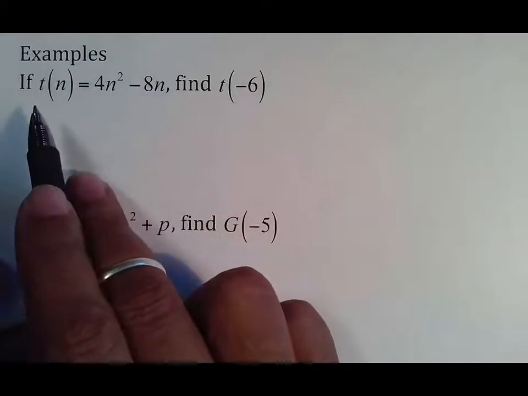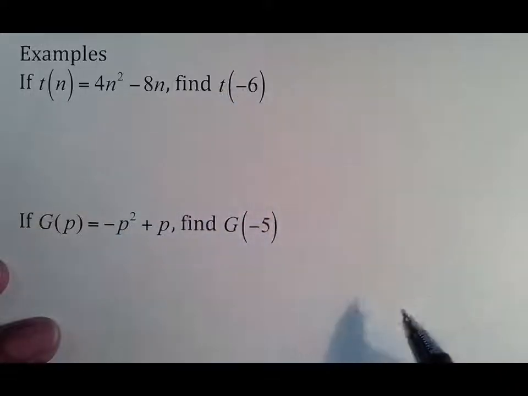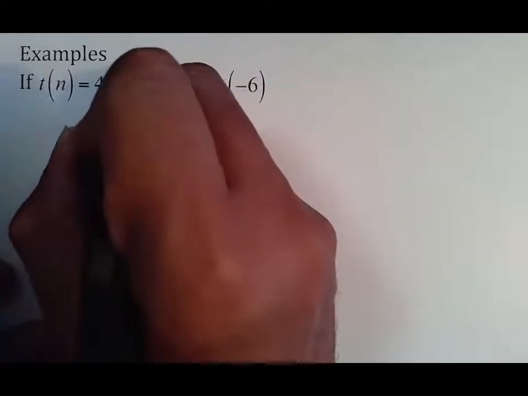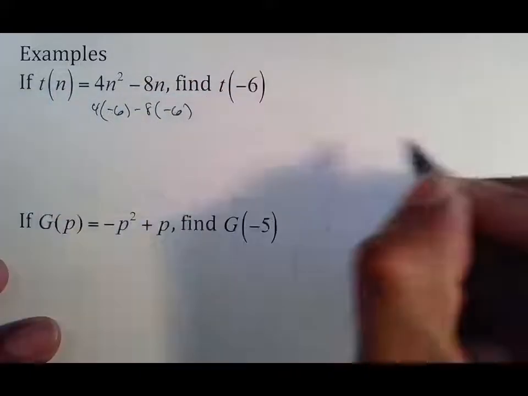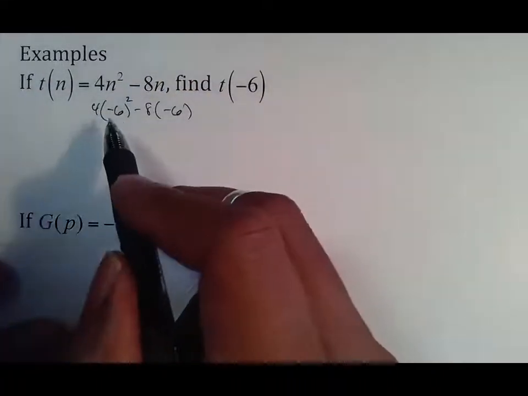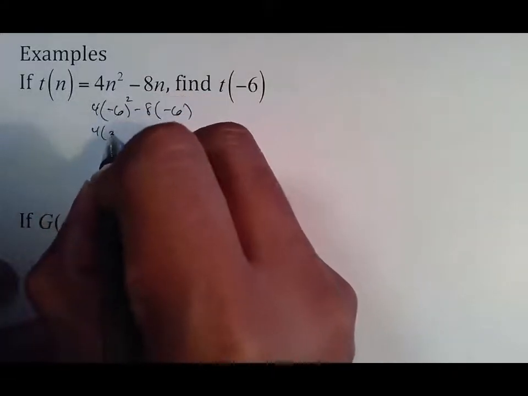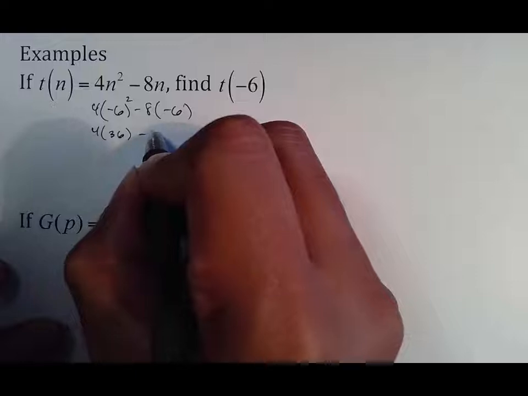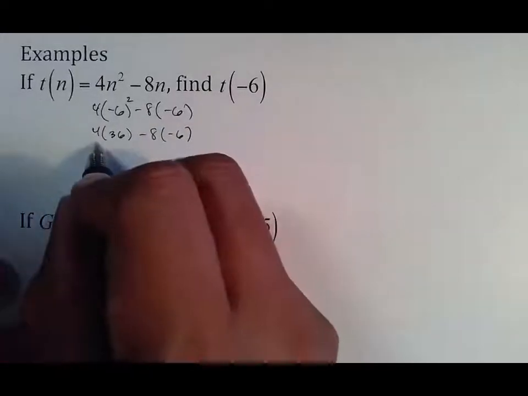So again, these are examples you'll see. If t of n equals 4n squared minus 8n, find t of negative 6. You're going to put 4 parentheses negative 6 minus 8 parentheses negative 6. I'm sorry, that should be squared. I'm going to take care of my exponent first. So 4 parentheses, we know that negative 6 squared is positive 36 because we had that last chapter. I'll then do all of my multiplication.